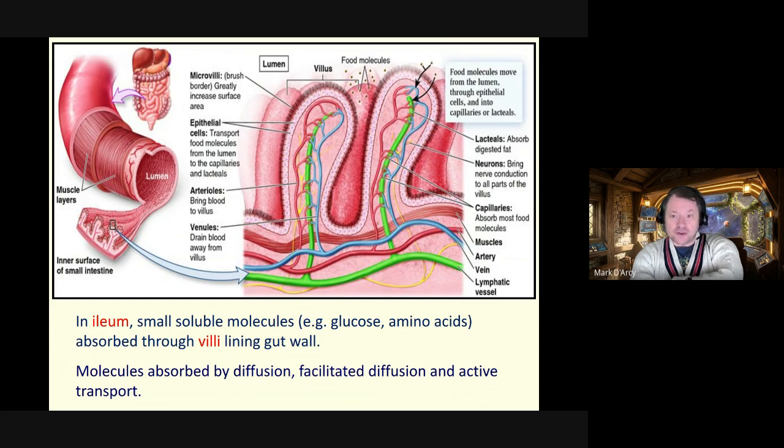That's happening in the duodenum. Everything mixes together, the enzymes, the chyme, the pancreatic juice, and begins the breakdown process. Then the food goes to the ileum. In the ileum, small soluble molecules, such as glucose and amino acids, broken down in the duodenum, can be absorbed through the villi lining the gut wall.